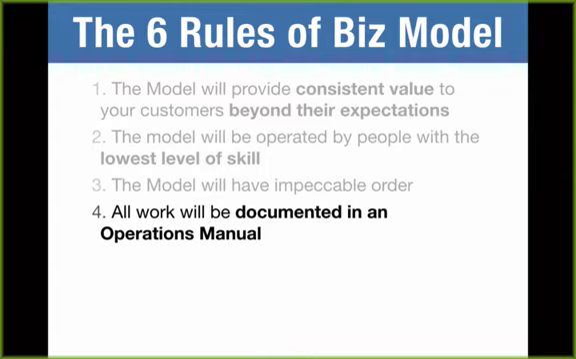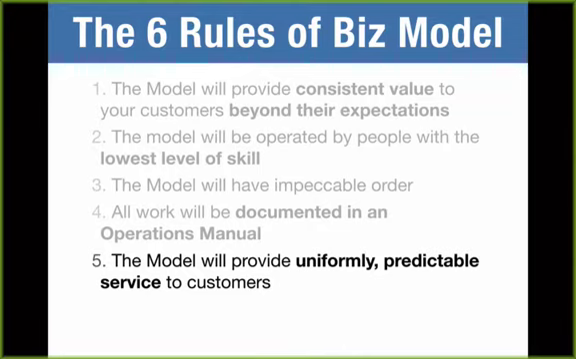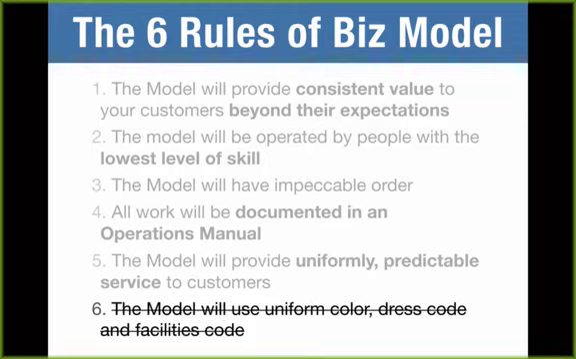You also need to provide uniformly predictable service to the customers, which is kind of number one, giving them consistent value, and also number three, having impeccable order. So number five, I think, recapitulates a couple of the other ones. So I think really the first four are the key. And then number six talks about using uniform color and dress code and facility codes. This is not relevant to lawyers, so this is not important. Although in a bigger firm, you could say people have to be dressed a certain way, but this is not one you need to delve into. So I think it's really the first four that are the most relevant.